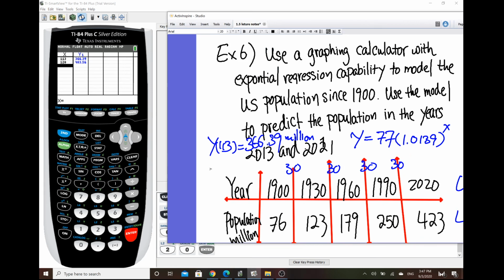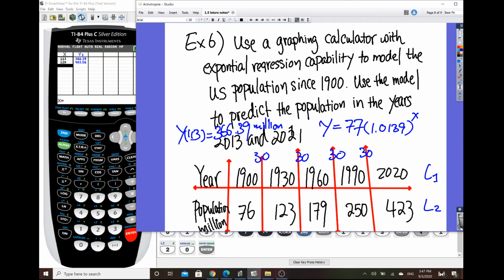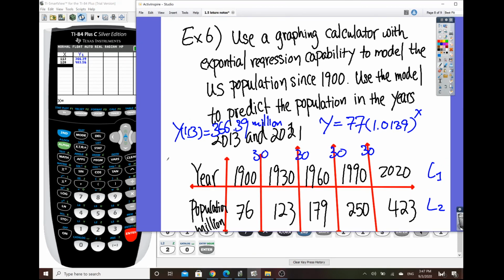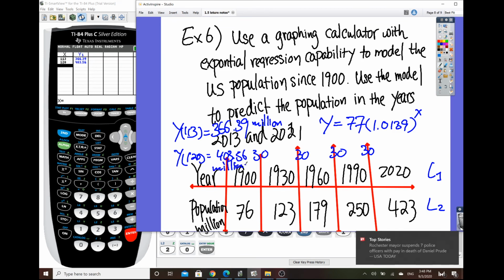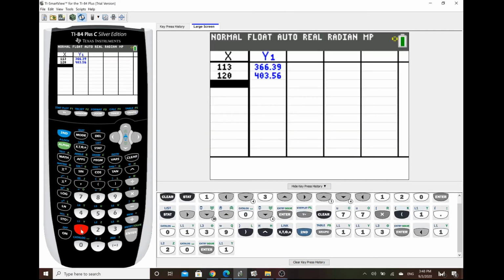So for y of 120, the population is 403.56 million, which is kind of getting close to this number here, the scatter plot. But we want to estimate the population in 2021, next year. So let's put in 121.